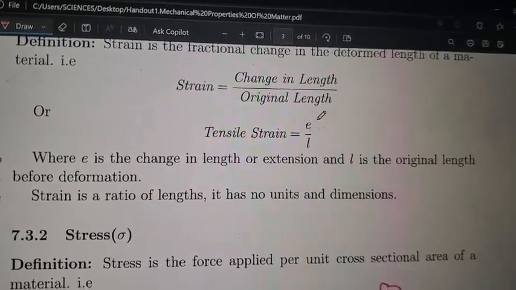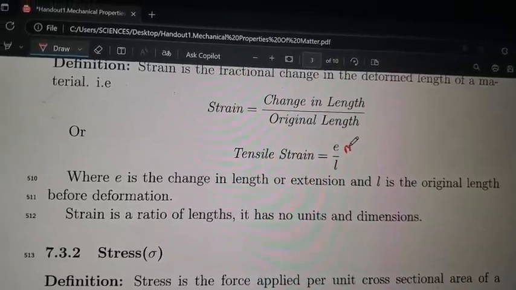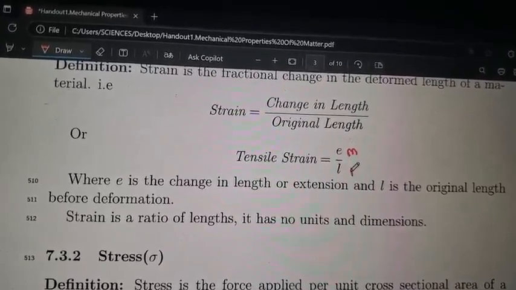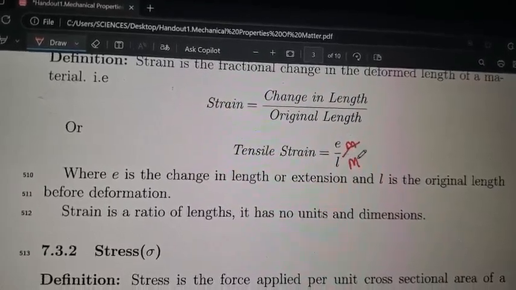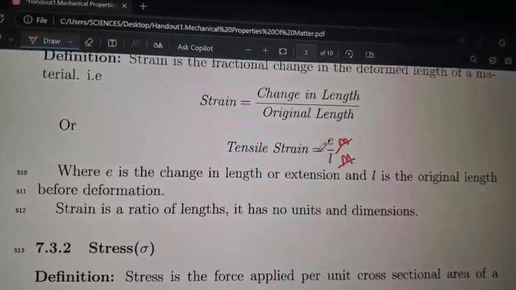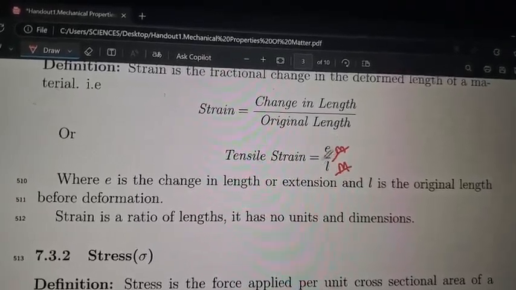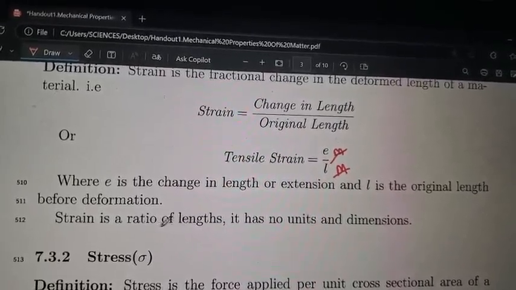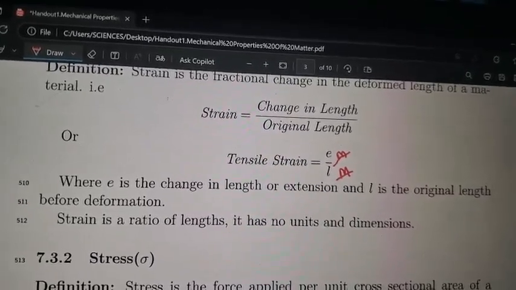Because the extension is an increase in length, so if we were to use a standard unit, it is in meters, not so? And then the original length is also in meters. Finally, these two units cancel, and then we shall remain with no units. So the strain has no unit because it's a ratio of lengths. Both extension and the original length are lengths. That's why the strain has no unit, and therefore it also has no dimension.